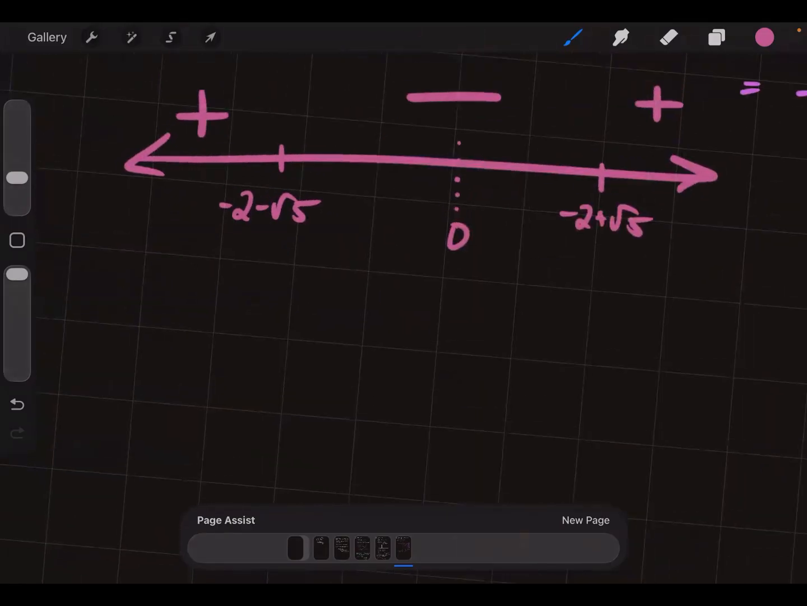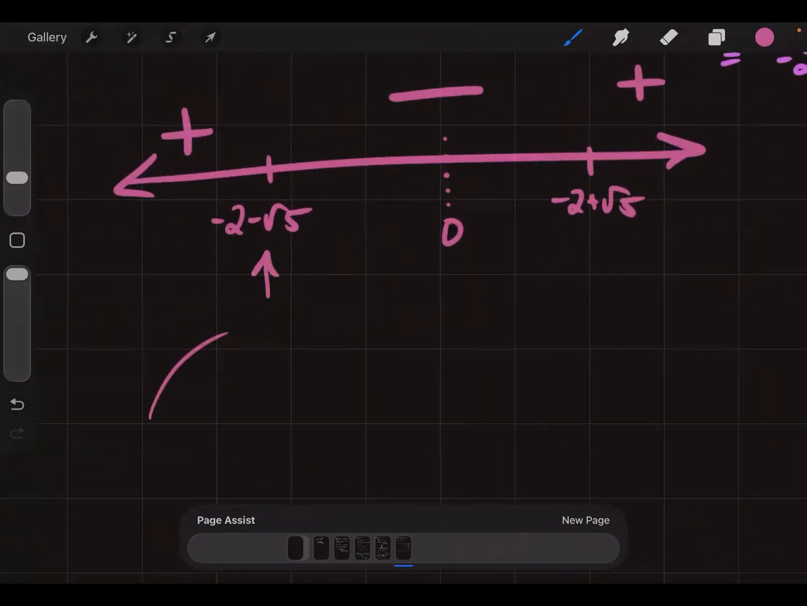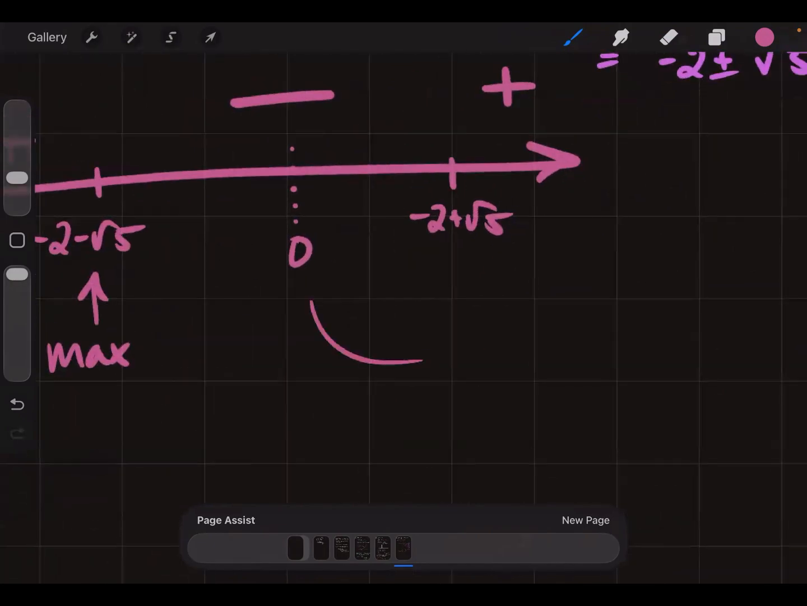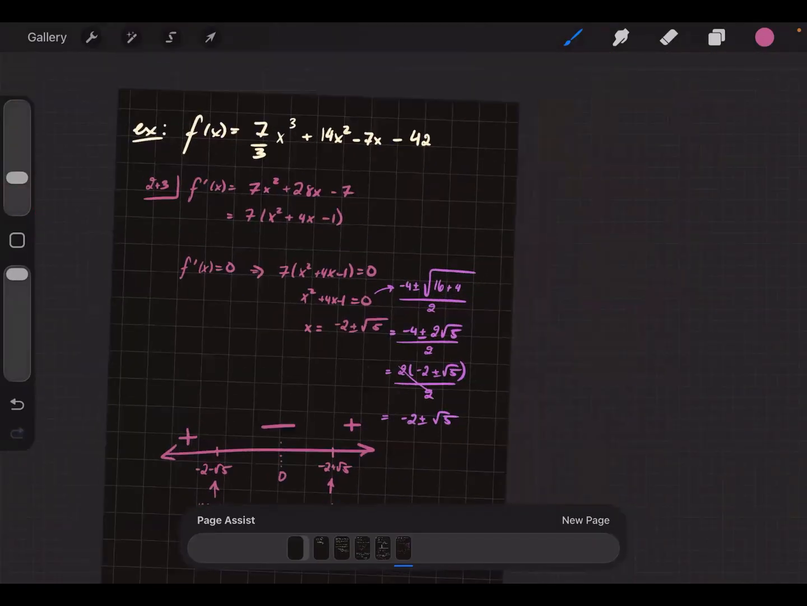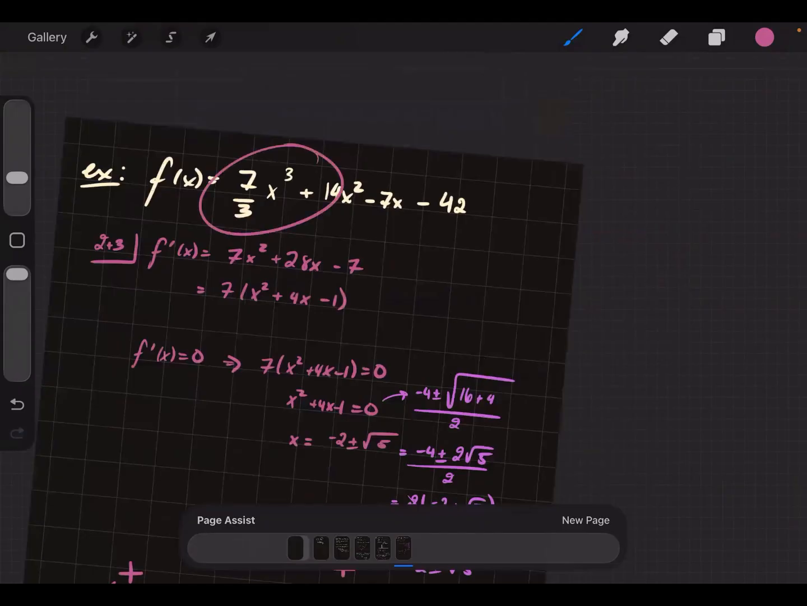Which means you have a positive to negative, so that's a max, and negative to positive, that's a min. Not a global necessarily, and in fact, it's not a global because of the end behavior of this function. It goes all the way up and all the way down.